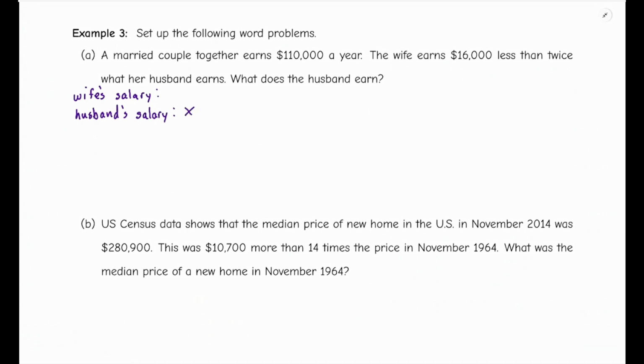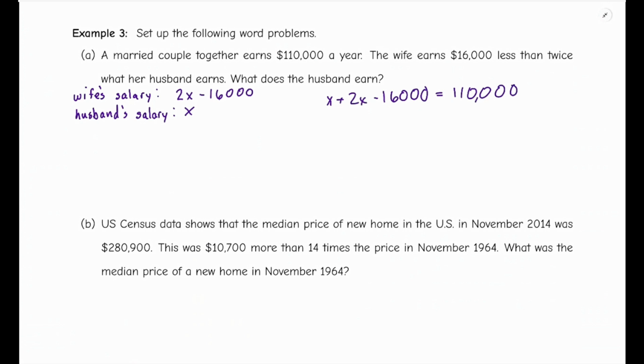Now the wife's salary is $16,000 less than twice what her husband earns. So that means 2x minus $16,000. Remember, when you see less than, it's actually the opposite order for subtraction. Now we can use the first sentence, which says a married couple together earns $110,000 a year. So that means the sum of these two values, so x plus 2x minus 16,000, has to equal 110,000.